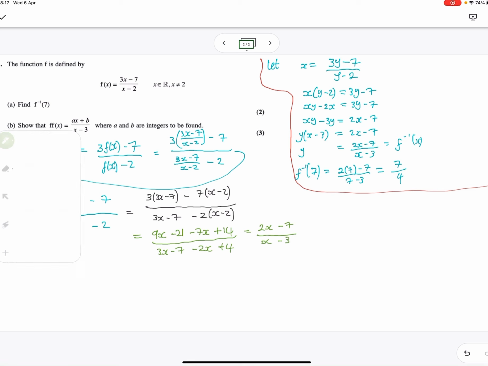So we can be quite confident that it's the right answer because at the top, we've got something times x plus something else. In this case, a is equal to 2 and b equals minus 7. And at the bottom, the question says it simplifies to x minus 3, and we have x minus 3. So that is great.